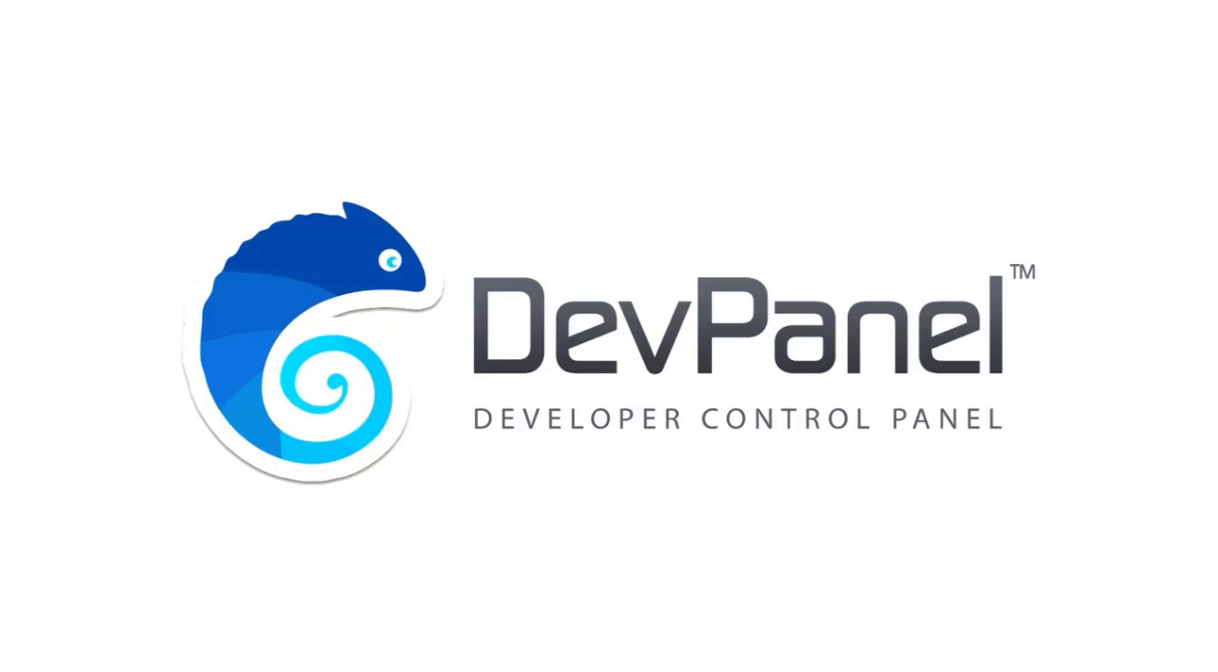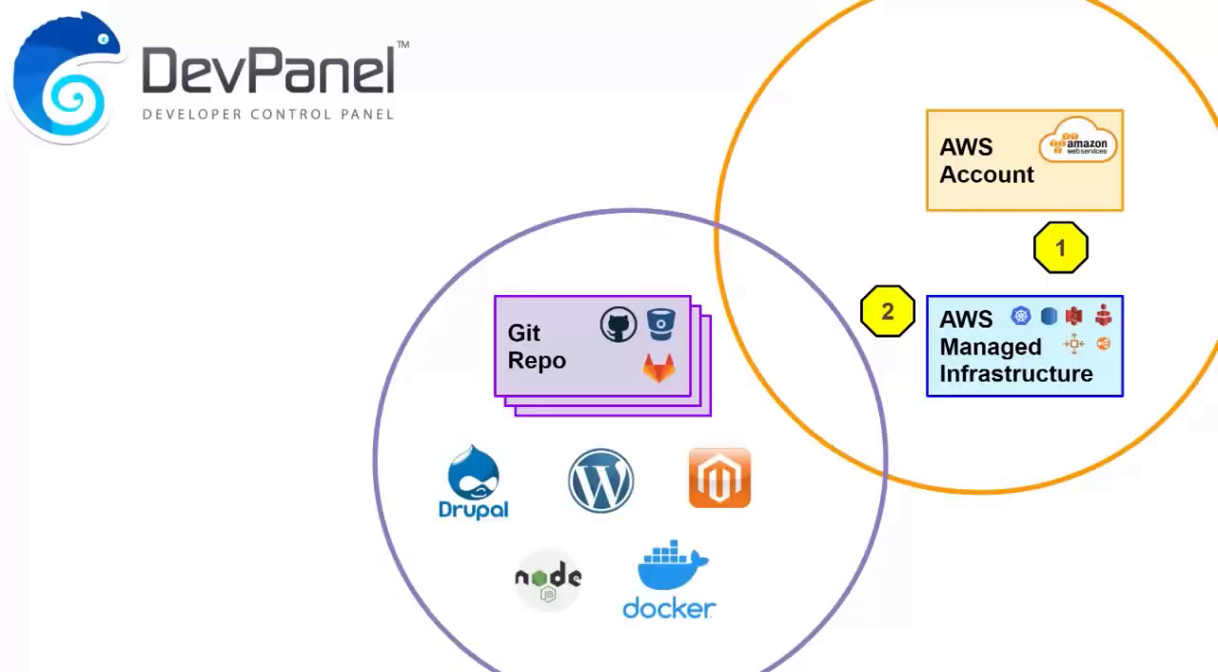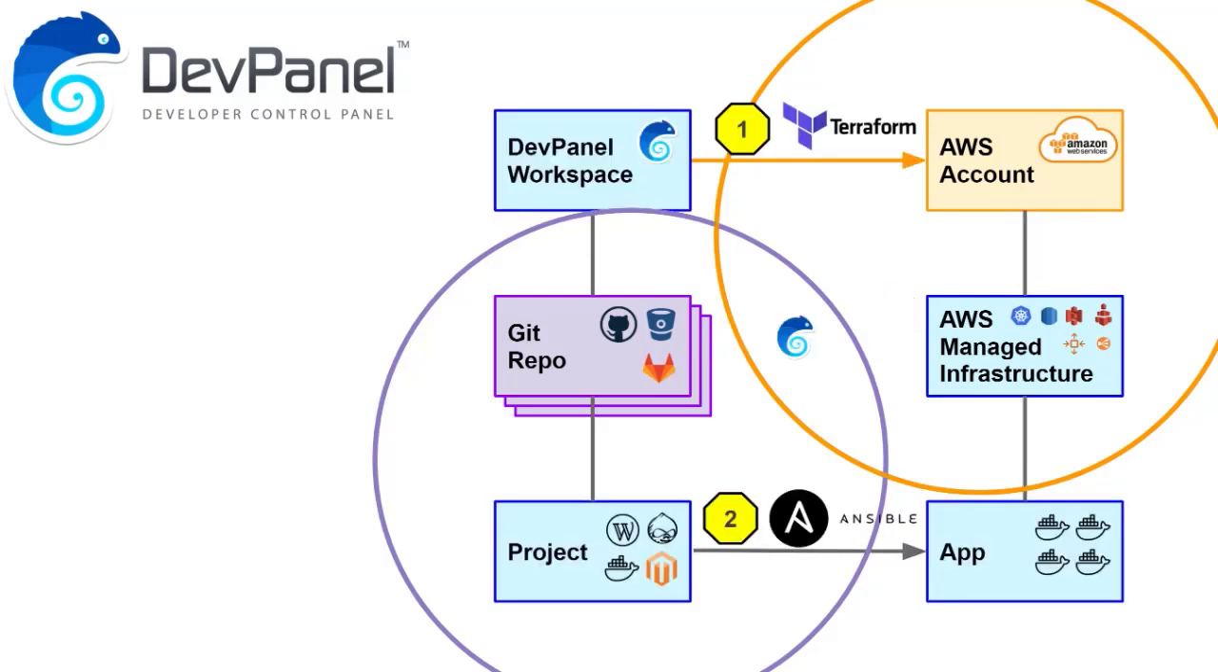Hey, I'm going to give you a tour of DevPanel. DevPanel is a dashboard or control panel that helps you deploy and manage your sites in your own AWS account. It sets up your AWS account and lets you deploy and manage sites in that account. It uses Terraform and Ansible to deploy infrastructure and applications in your account.